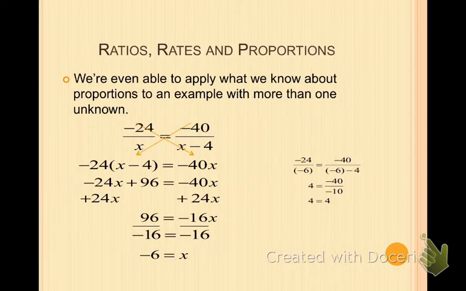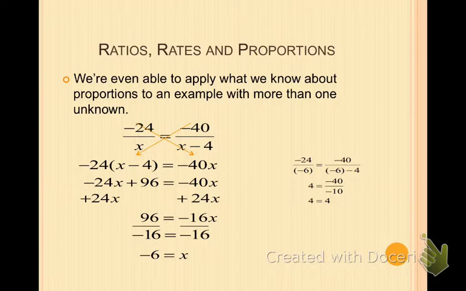Okay. So we're even able to apply what we know about proportions to an example where we have more than one unknown. Okay. So check out an example like negative 24 over x equals negative 40 over x minus 4. Okay, so notice that we have variables in the denominator of both of these fractions.